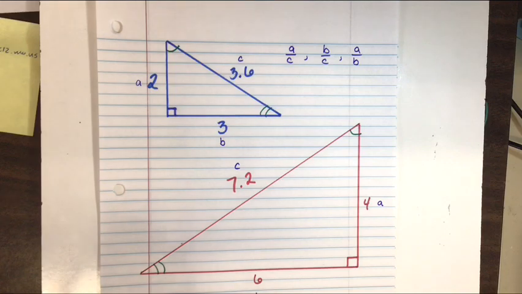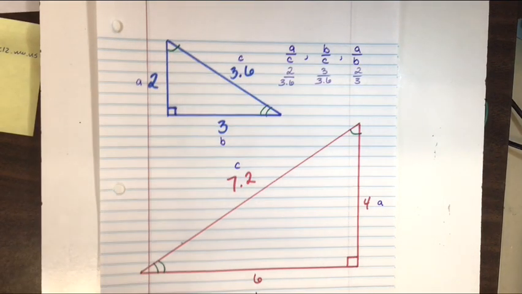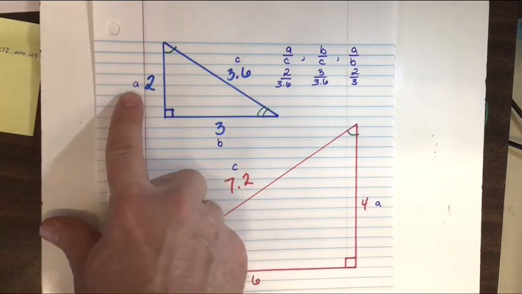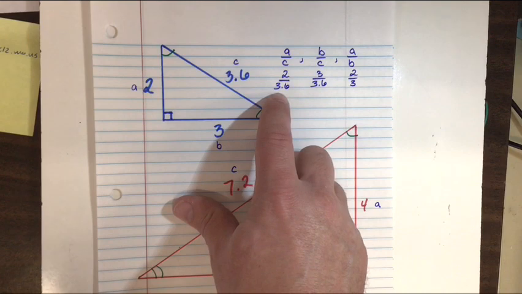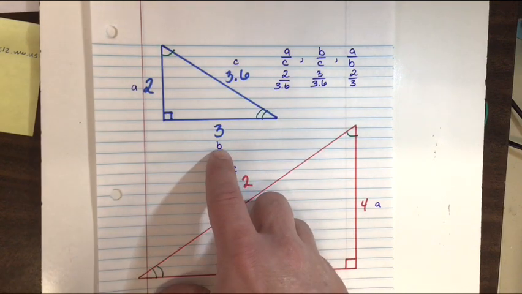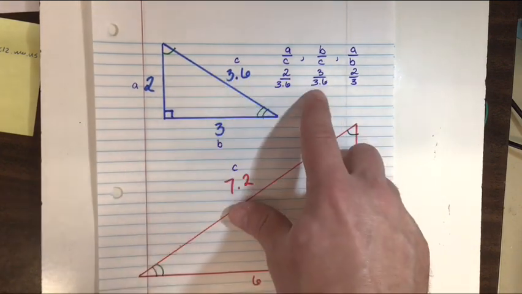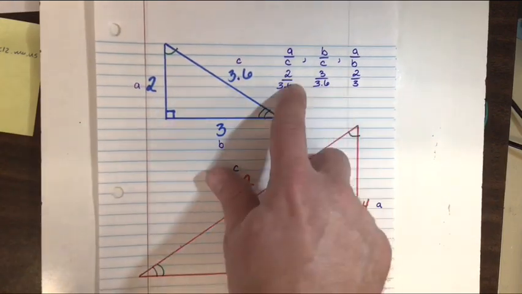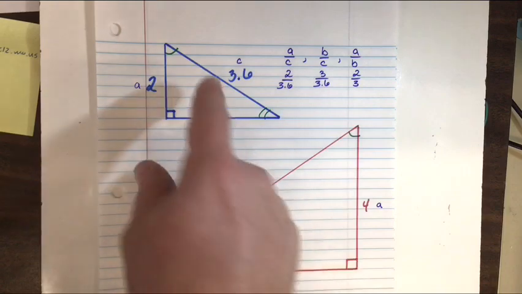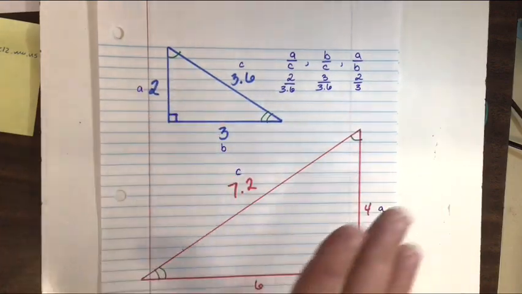All right, if you need more time, pause the video, but these are the answers you should have for these three ratios. Okay, when we compare side A over side C, that's 2 over 3.6. When I compare side B over side C, that's 3 over 3.6. And when I compare sides A and B, that's 2 over 3. Now these are different from each other. They are not going to be the same because I'm not talking about the similarity of the two triangles.